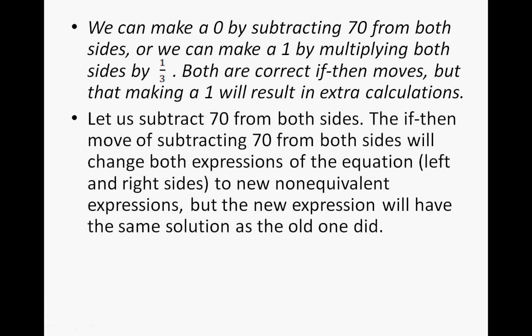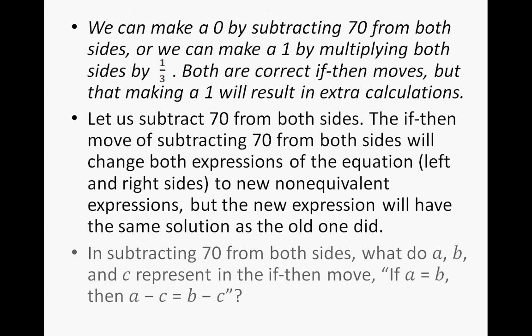The if-then move of subtracting 70 from both sides will change both expressions of the equation, both left and right sides, to new non-equivalent expressions, but the new expression will have the same solution as the old one did. So we're changing them, but they are going to equal each other in the end. So in subtracting 70 from both sides, what do A, B, and C represent in the if-then move? If A equals B, then A minus C equals B minus C.